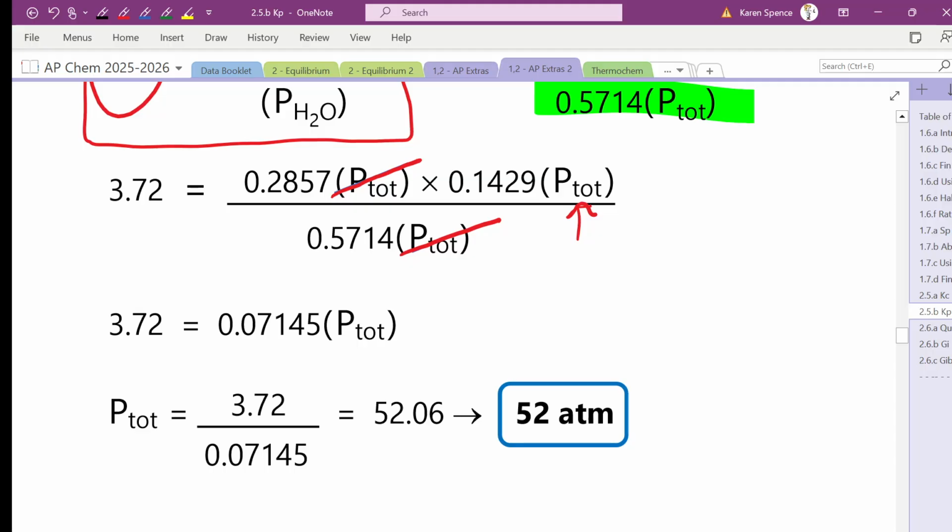Okay, so it's really just playing around with the numbers and getting to where you need to go. Yeah?